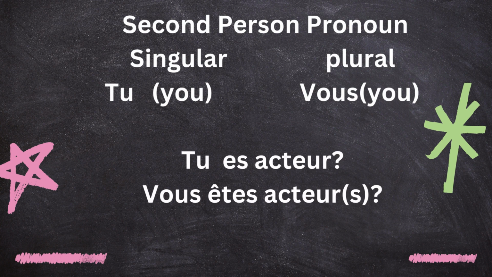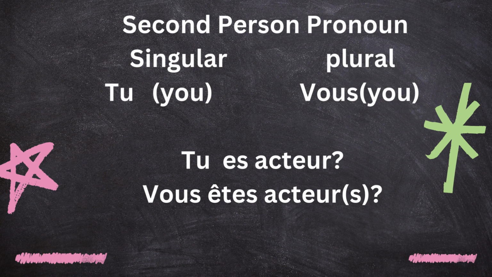So we have second person pronoun, singulier et pluriel, tu and vous. Tu es acteur. You are an actor. Vous êtes acteur. So we can have vous êtes acteur with the S there. If we retain the S that is in bracket, it means that's the plural of tu.